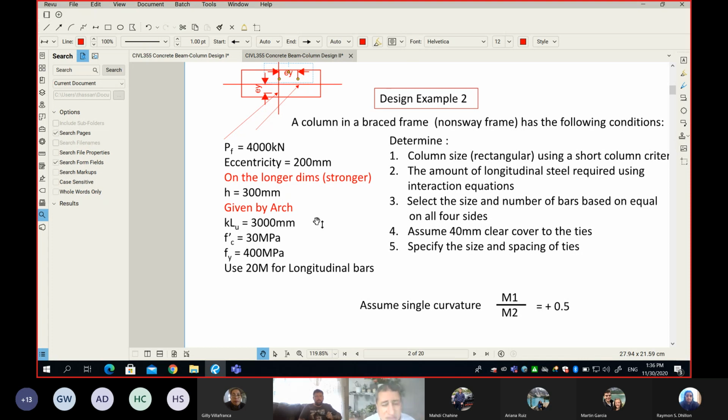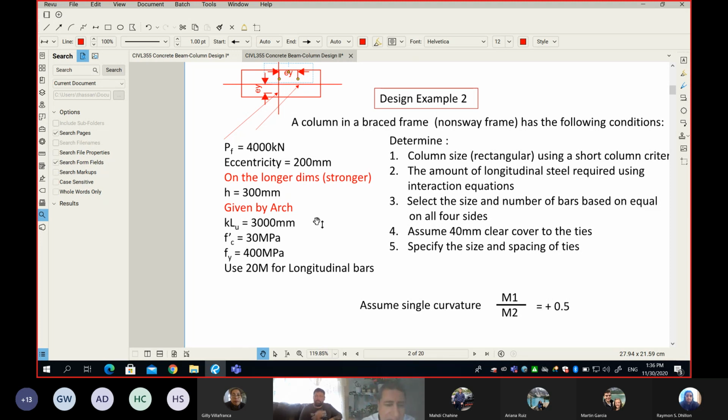So this number is given to you. Do not ignore this number if it is given to you in the exam, okay? Because some of you, when I say in the exam design a rectangular column, nobody listens, and they go ahead and do a square column. Rectangular means not square.